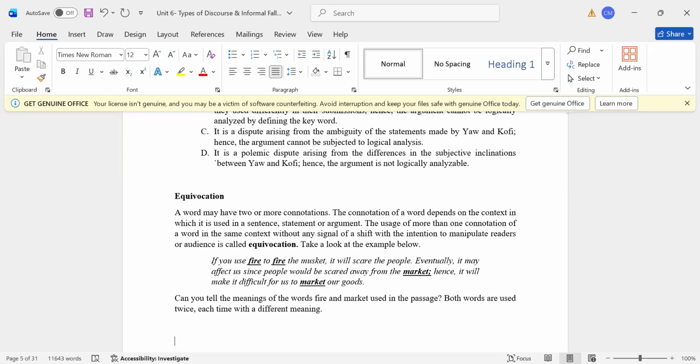So I can resolve this by saying, if you use fire to trigger the musket, instead of fire, trigger the musket. It will scare people. Eventually, it may affect us since people will be scared away from the market. Hence, it will make it difficult for us to sell our goods. I have resolved the equivocation by replacing the second usage of the word with a synonym.